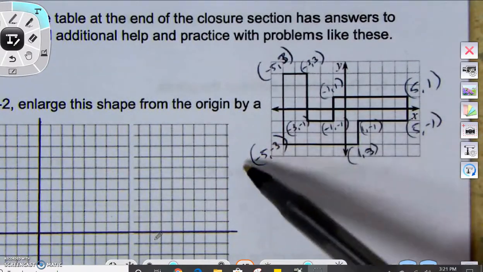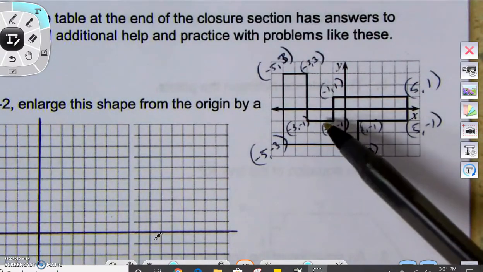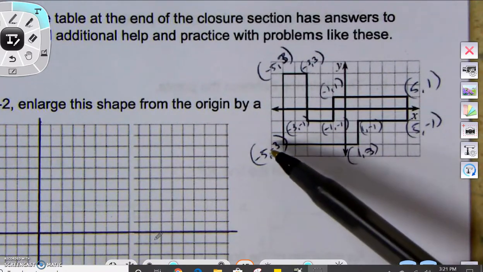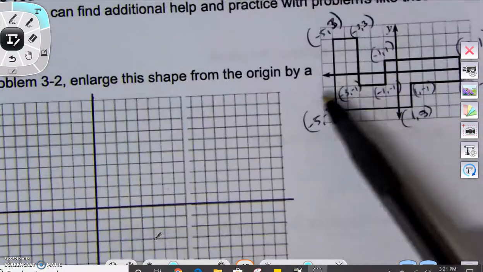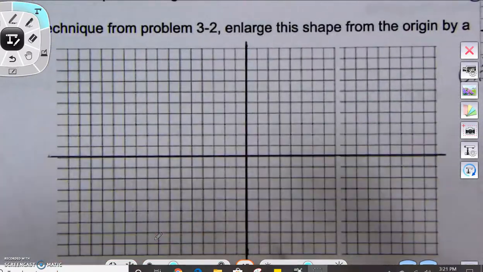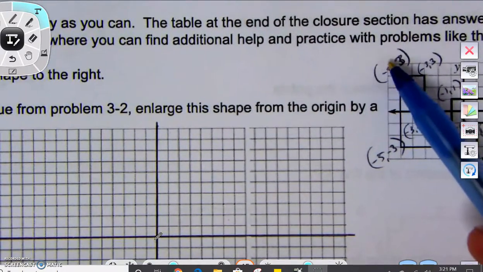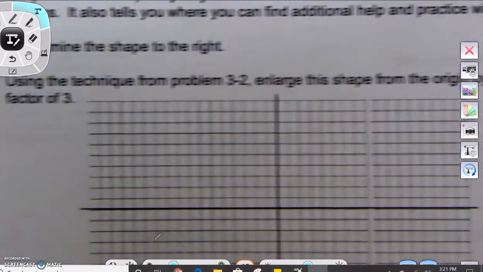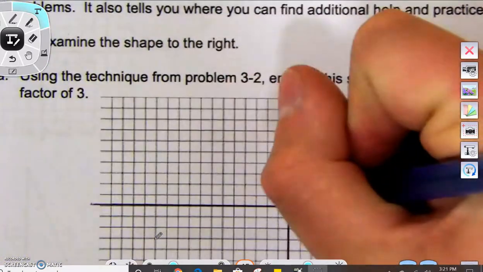So I end up having 1, 2, 3, 4, 5, 6, 7, 8, 9, 10, 11 points that we're looking at, unless I counted that one twice, I can't remember. So I'm going to take each of those points and multiply by 3 because our scale factor is going to be 3. So the first one, I'm just going to start from the top left and work my way around. So negative 5, 3. I'm going to multiply those by 3, so that's going to turn into negative 15, positive 9. So I can go ahead and graph that.